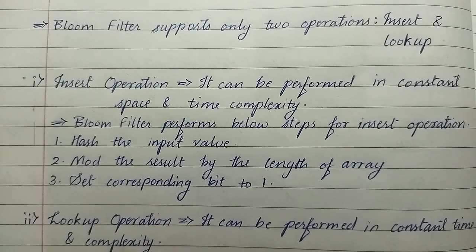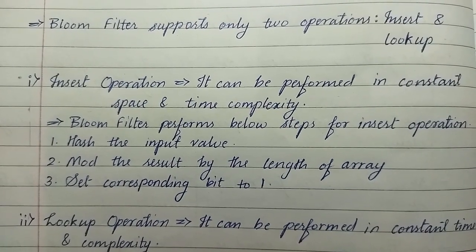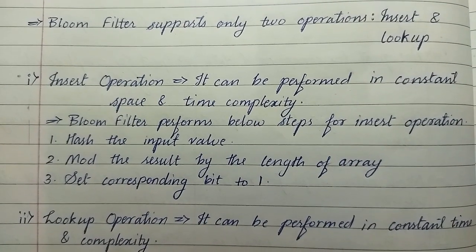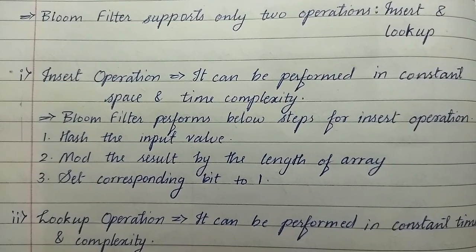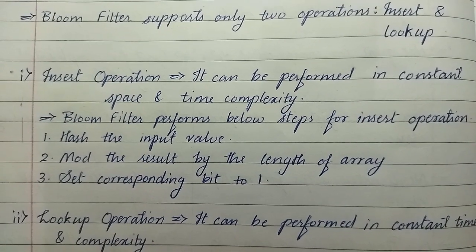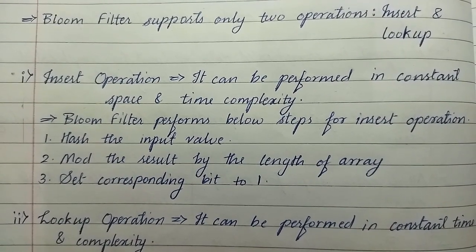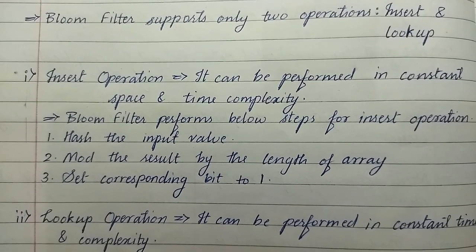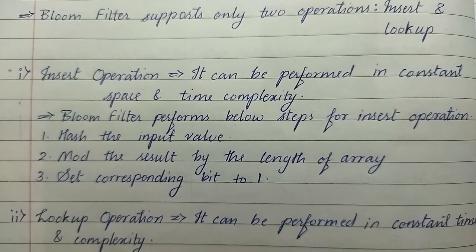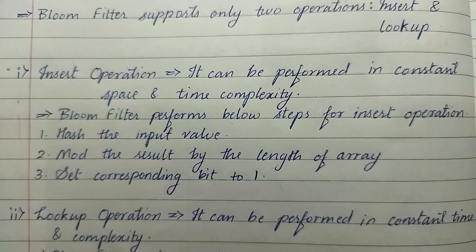Bloom filter supports only two operations, that is insert and lookup. The insert operation can be performed in constant space and time complexity, and Bloom filter performs the below steps for insert operation. First, hash the input value. Second, mod the result by the length of the array. Then third, set the corresponding bit to 1.